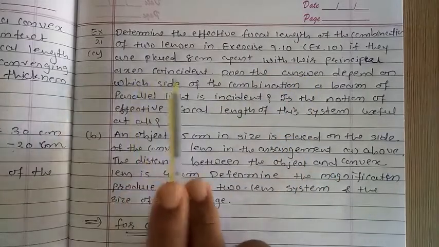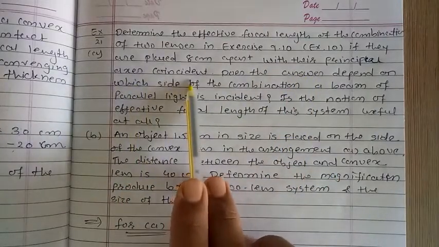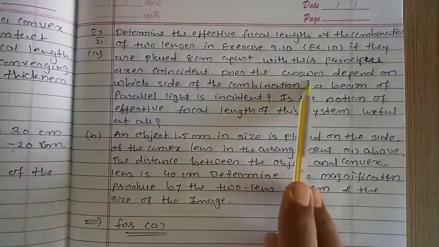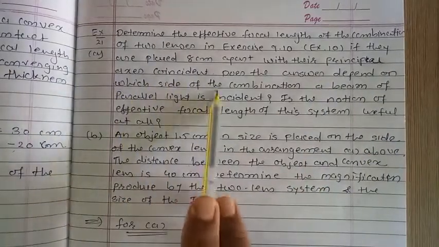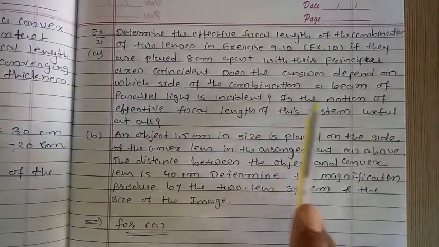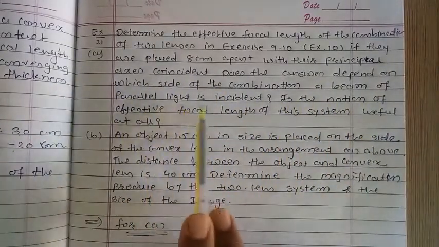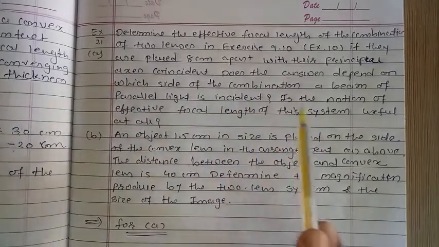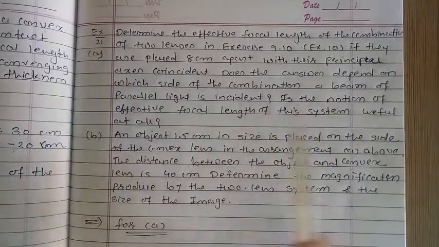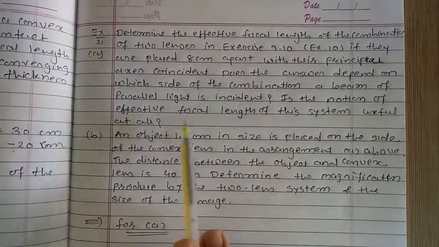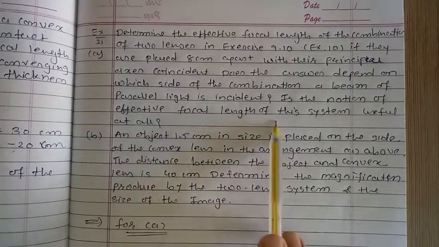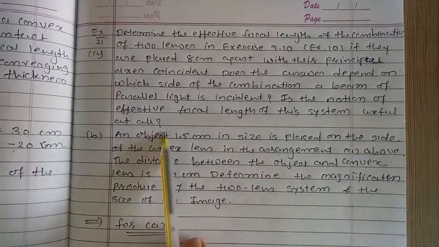their principal axis coincident, does the answer depend on which side of the combination a beam of parallel light is incident? Is the notion of effective focal length of this system useful at all?